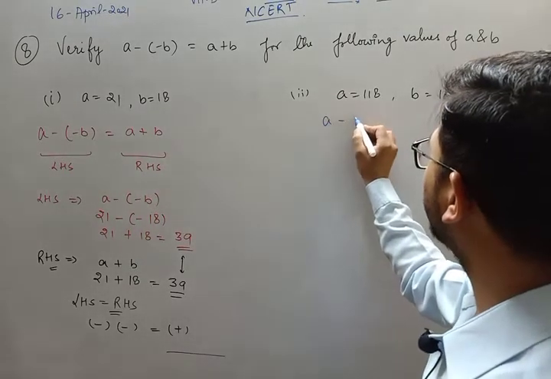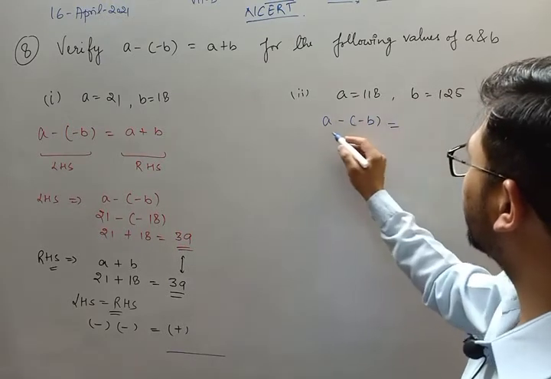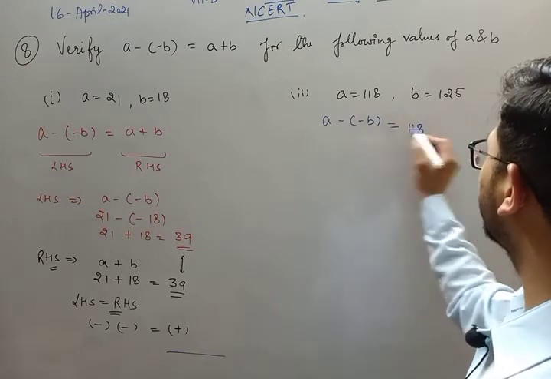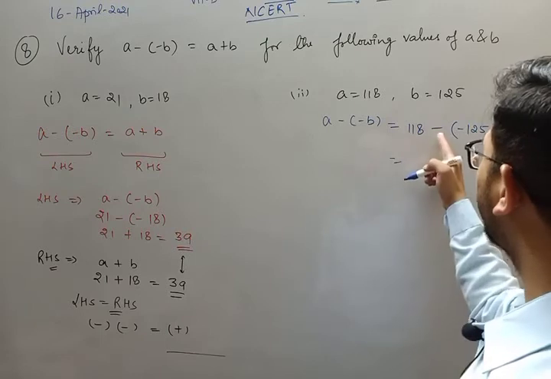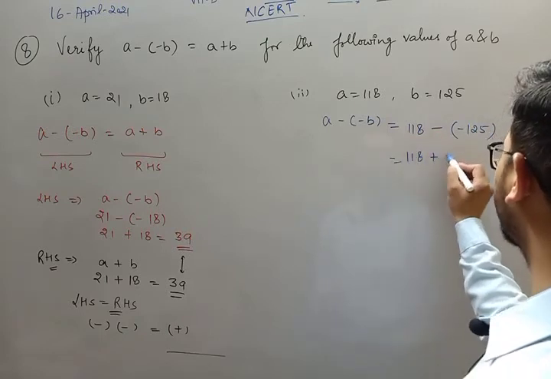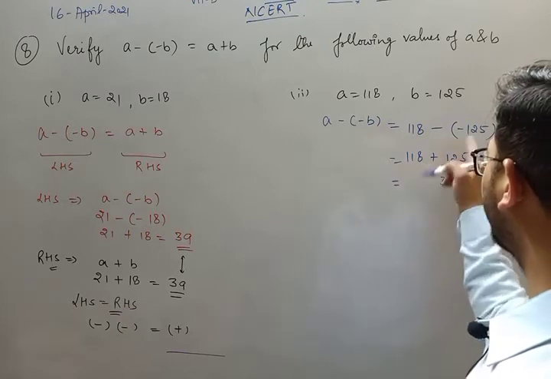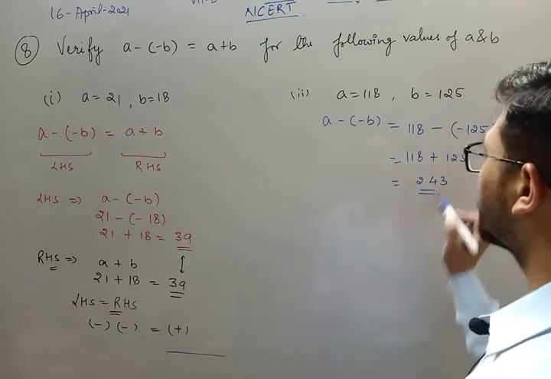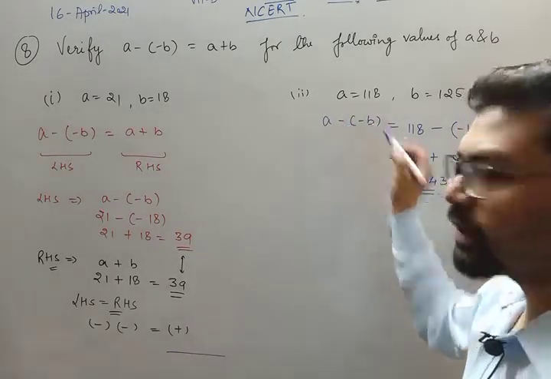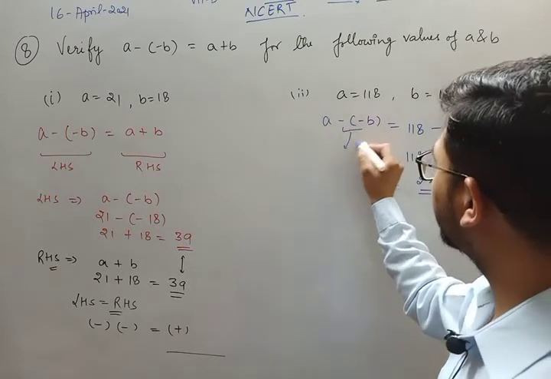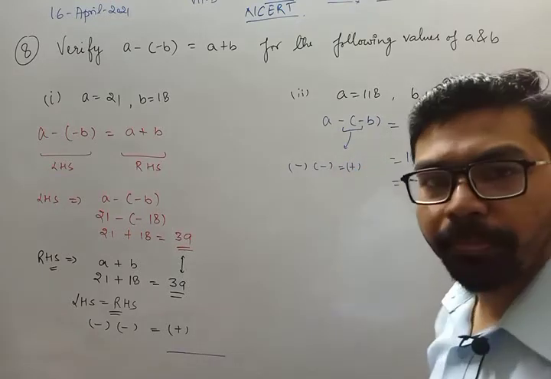a minus b, what I can write here is the value of a is 118 minus, and the given value is 125. Similarly, minus minus plus 125. 8 plus 5 is 13, 2, 3, 4 and 2, 243. So a minus minus b is equal to 243. Again, beta, minus minus is plus. I can write it like this: minus minus is equal to plus.